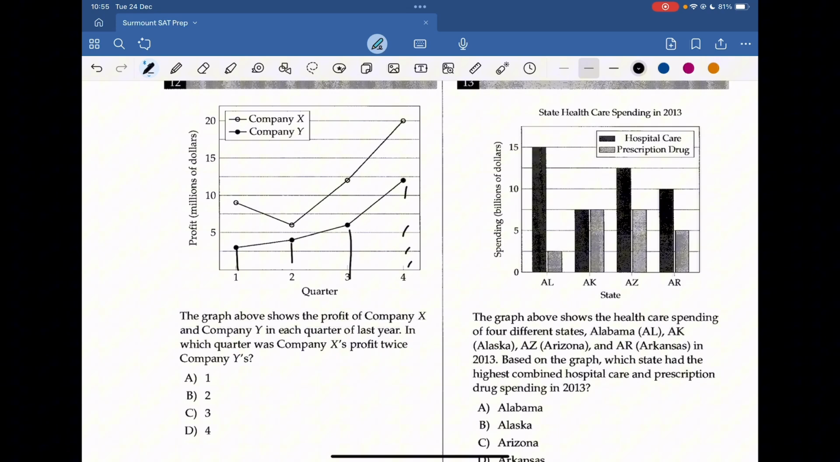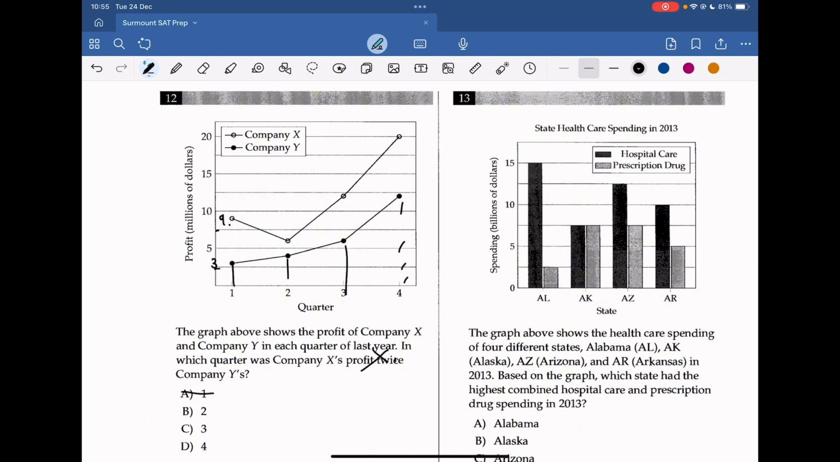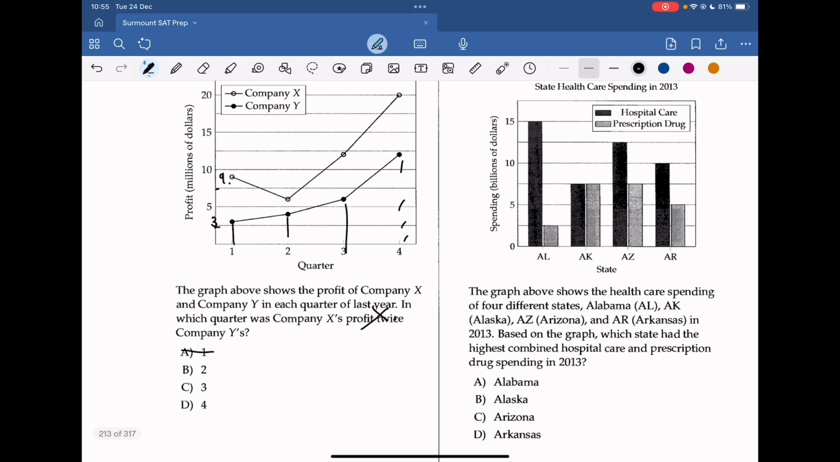And here it seems like the quarter one profit for company Y is around 3, and for company X it's around 9. So it's definitely not twice, so 1 is incorrect. Let's look at 2 here. 2 is a bit too close, right? It's between like 4 and 6. So therefore this is not correct as well.